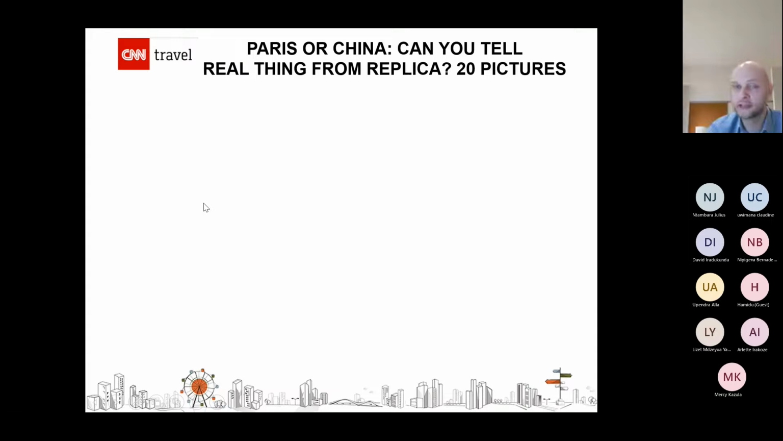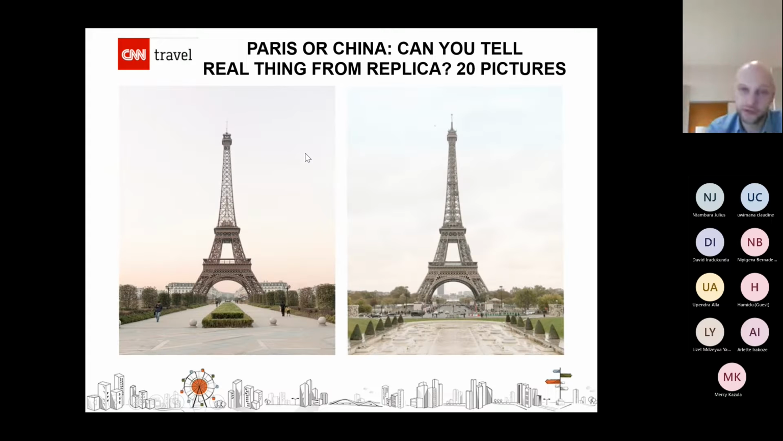CNN published a set of photos. So let's play this quiz. My first question is, where is Paris and where is the Chinese city? So left or right? I think the left one is China. Okay, so the left one is China. We have the first answer. So left or right?